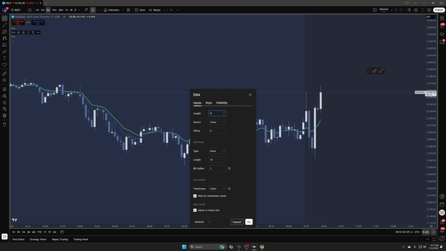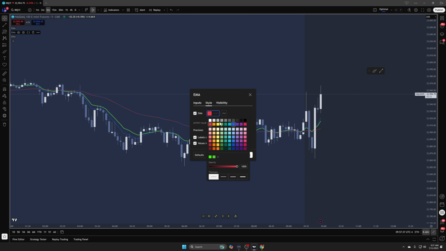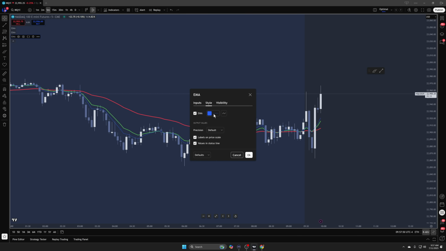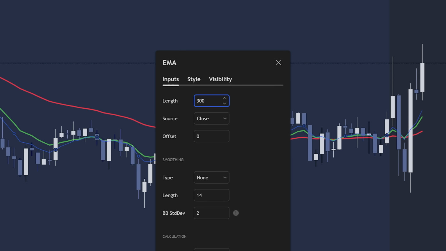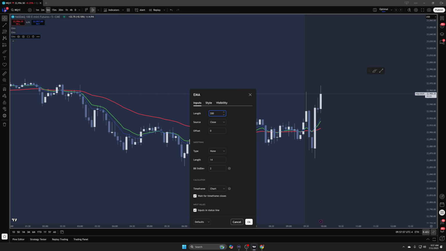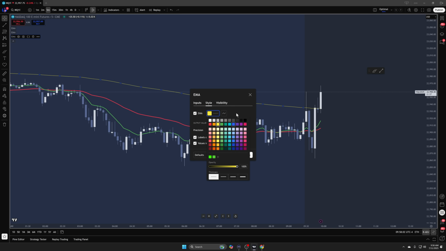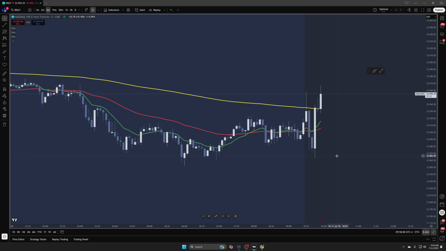Then the 48. We're going to change the second EMA, the 48 EMA. We'll change that color to red and make it slightly thicker, and click OK. All right, that's done. Now the last EMA, we're going to change this to the 200. The 200 EMA is going to be our bias EMA. Let's change this to yellow and change the thickness ever so slightly. Okay, so there you go. That's our EMA setup here.